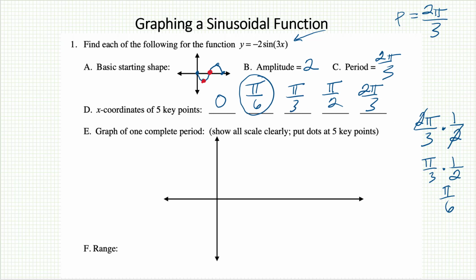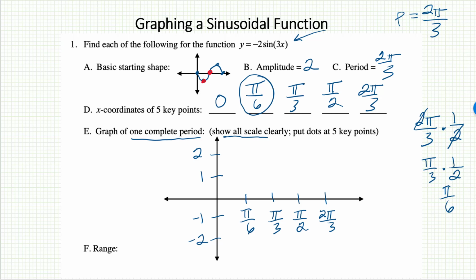We have all the information we need now to draw a great picture of this function. We want to draw it for one complete period. So go to the x-axis and draw 4 equally spaced tick marks. We know how to label these markings. We're counting by pi over 6. And on the y-axis, the amplitude is 2, so I need to be prepared to show that. When I say show all scale clearly, this is exactly what I mean.